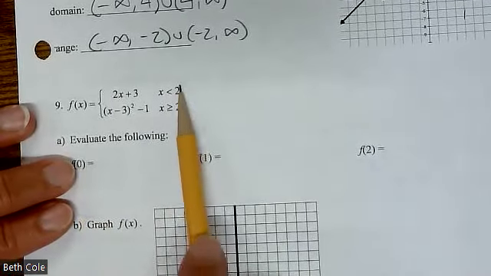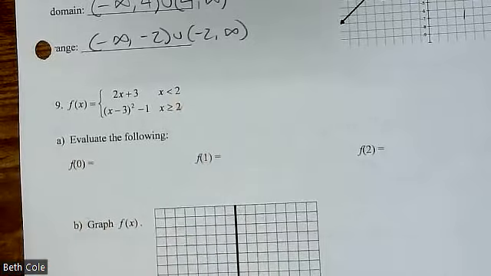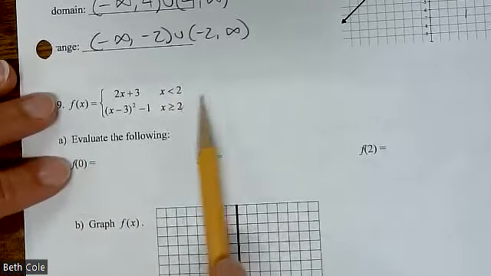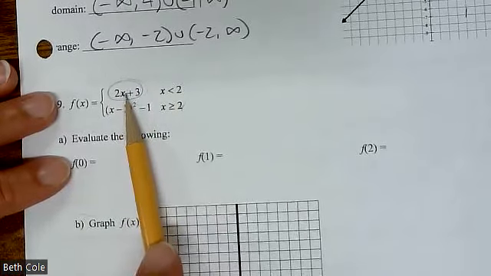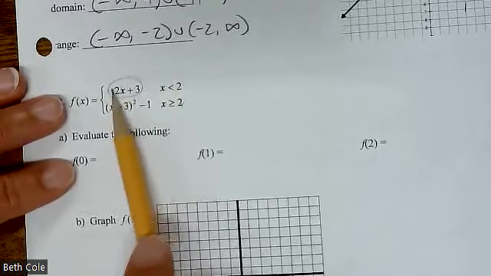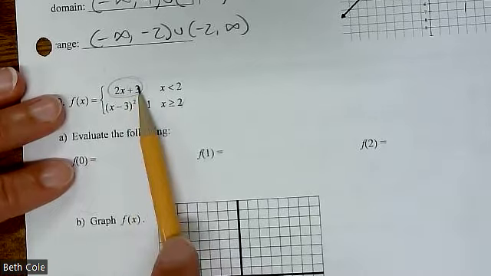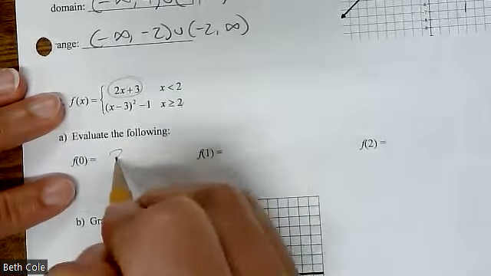Is 0 bigger or smaller than 2, last time you checked? Smaller. So that means you're going to use the first piece of the function. If you plug in 0 to that, what do you get back out? 3. Good. That's your answer.